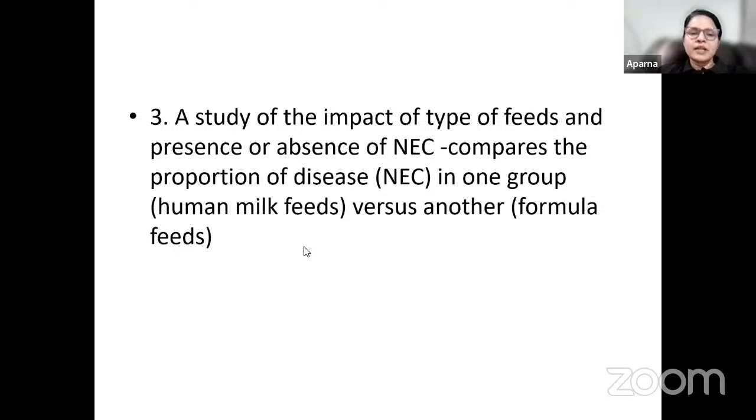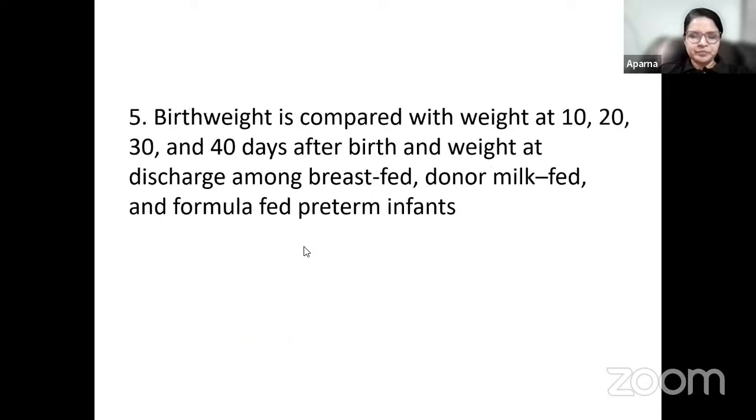Next, a study of the impact of type of feeds and presence or absence of NEC compares the proportion of disease, that is NEC, in one group, human milk feeds, versus another group, formula feeds. So you have two groups and the variable that you're going to compare is the presence or absence of NEC. So presence or absence of NEC is just a nominal variable. So this is going to be expressed as a proportion in each of these groups and the test that you're going to use is chi-square test.